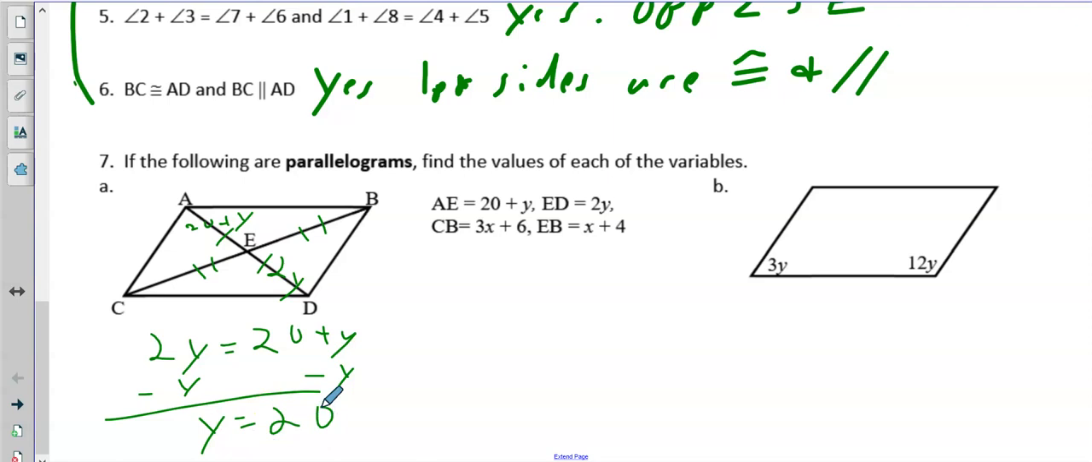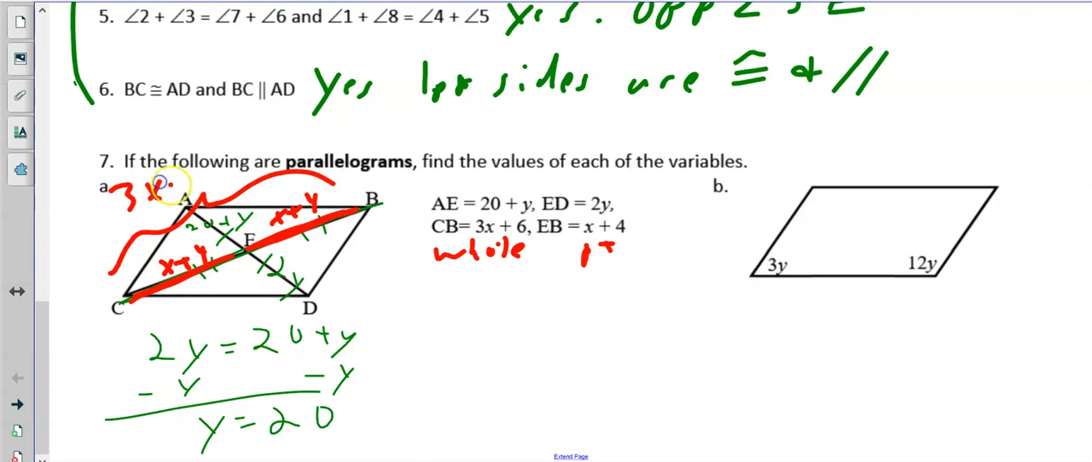So that's easy enough. Then CB is 3x plus 6. Okay, so that's the whole diagonal. The whole diagonal here is 3x plus 6. And EB is just this part. So think about it. We have a part and the whole. Well, it takes two parts to make the whole, right? So if this is x plus 4, then that means this is x plus 4, and we know the whole thing is 3x plus 6.